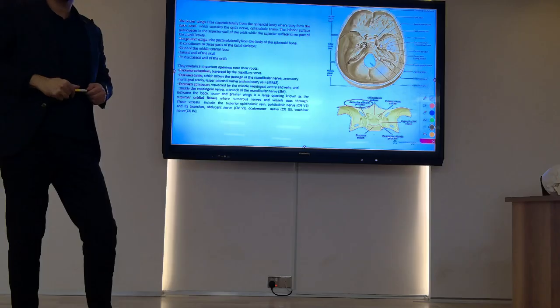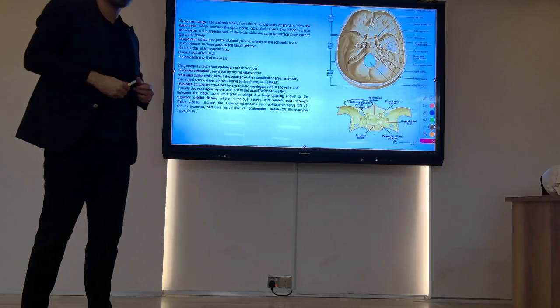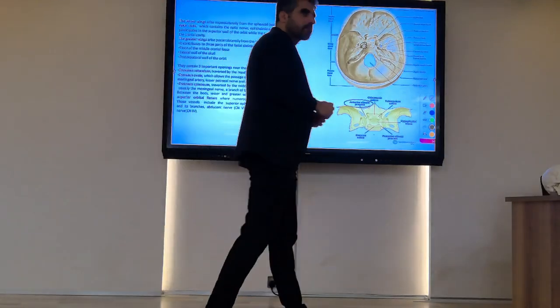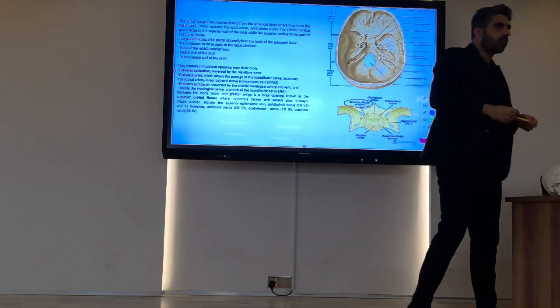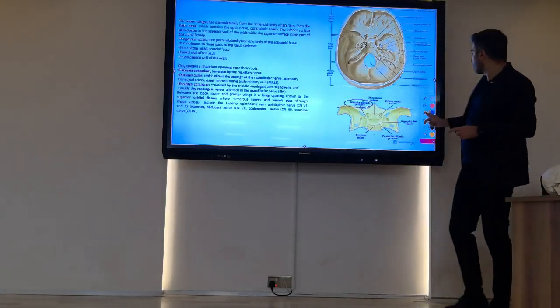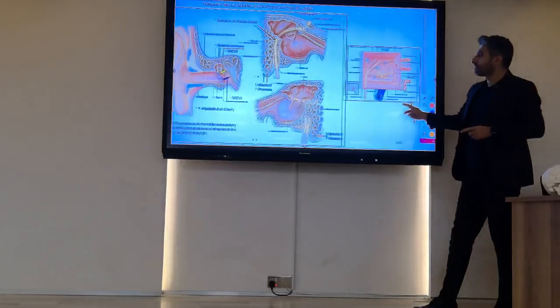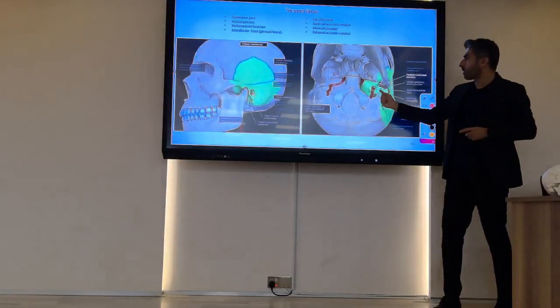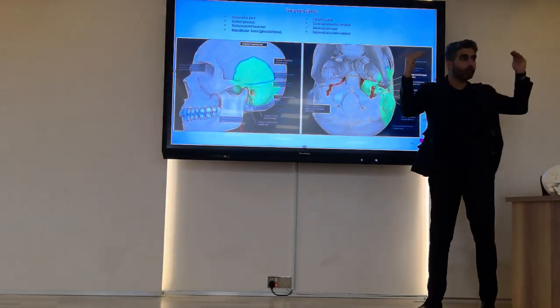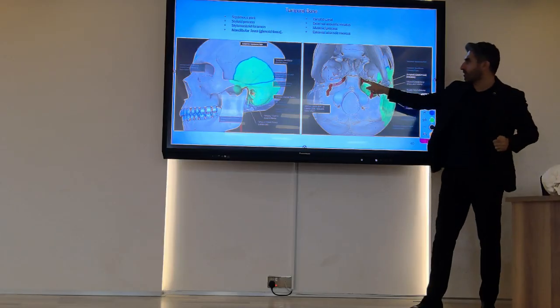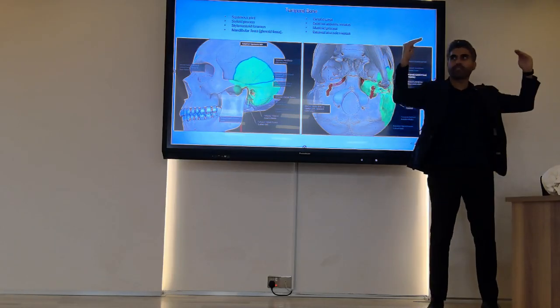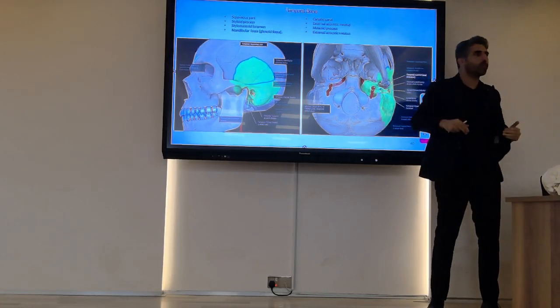Yes, it's correct. It's completely correct. I told you, the internal carotid artery passes from the carotid canal, then turns in the petrous part and goes to the foramen lacerum. You can see it passing from the petrous part and coming to the foramen lacerum.